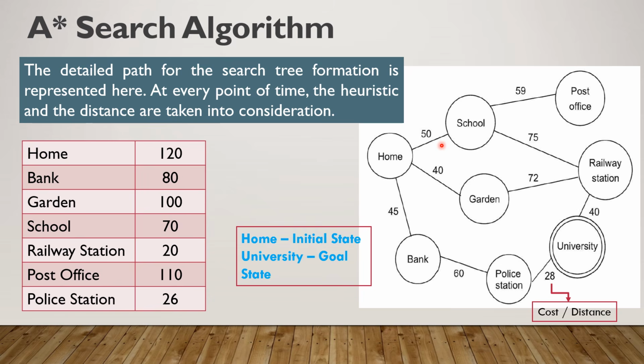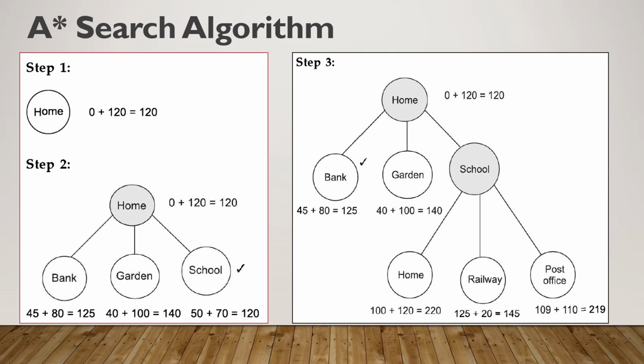Here also the path cost is given in the diagram itself, and the corresponding h of n values are: home 120, bank 80, garden 100, school 70, railway station 20, post office 110, police station 26. These values are heuristic values. This is also tabulated. So now our aim is to find the path from home to university.